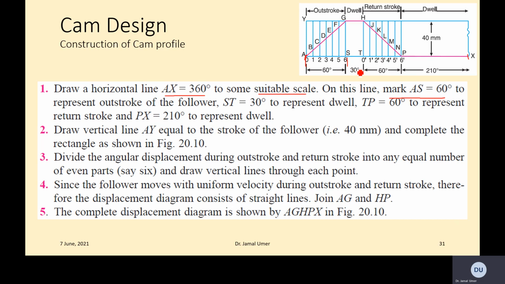Then you mark the 30-degree dwell, and then another 60 for the return. So ST represents the dwell, and TP represents the return stroke of 60 degrees, which is given. And PX, which is the remaining 210, represents the dwell. Then the next step is you draw a vertical line AY.